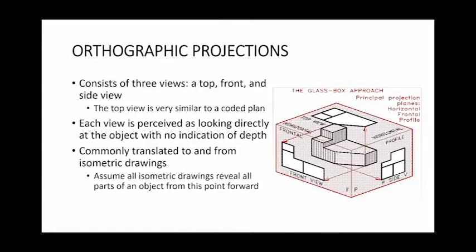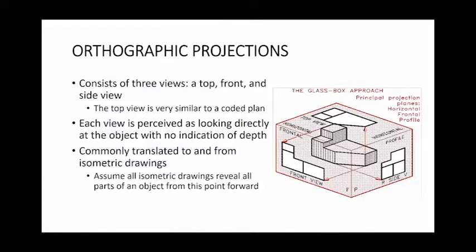It's also important to note that each view is perceived as looking directly at the object with no indication of depth. The top view is essentially a bird's eye view if you were standing above the object and looking straight down. There's no indication of shading or anything that would resemble depth. And the same goes for the other two views, the front view and the side view.